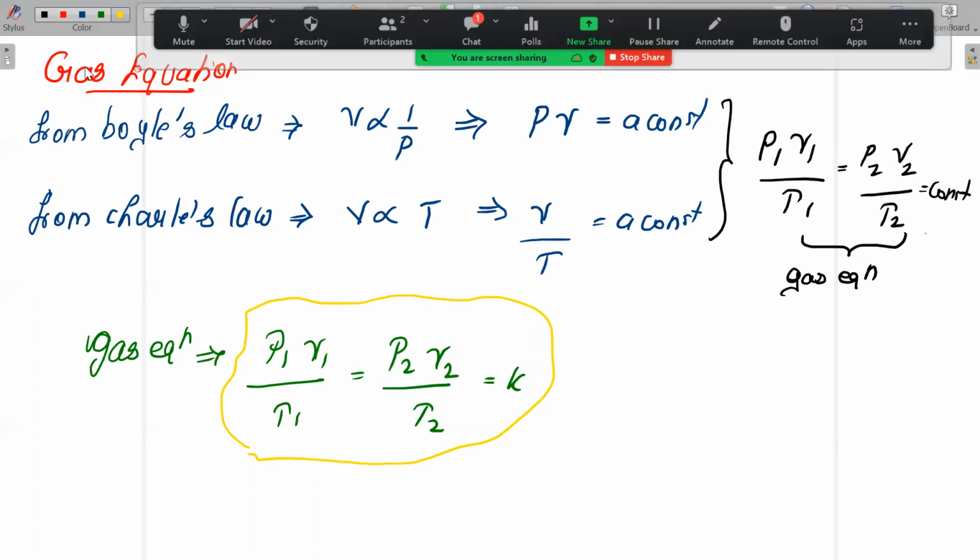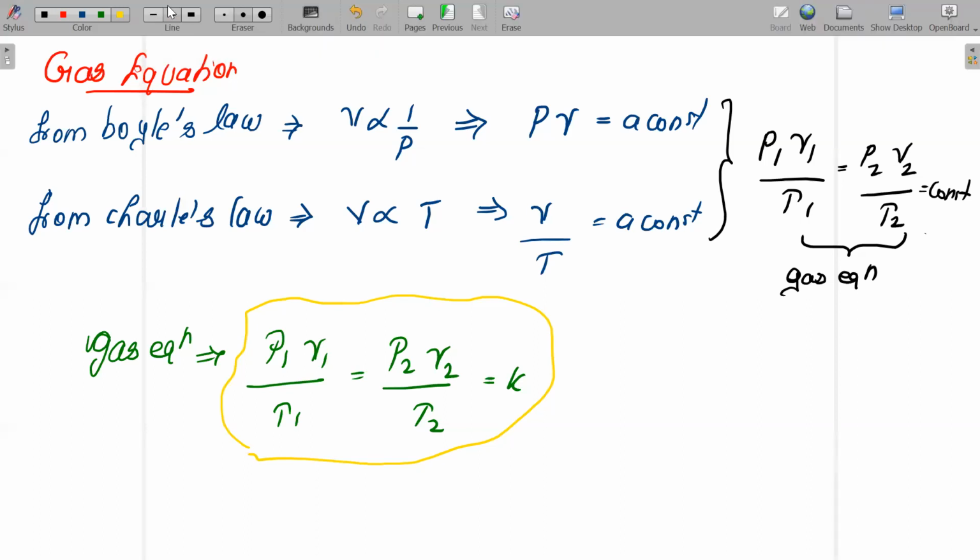Now, children, we are going to discuss the gas equation. For formulating the gas equation, first we are considering Boyle's law equation. That is, at constant temperature, volume is inversely proportional to pressure. And the second equation we are considering is Charles equation. According to Charles law, at constant pressure, the volume is directly proportional to the temperature of the gas, right? Both the equations together we make the gas equation. Finally, we'll get P1 V1 by T1 is equal to P2 V2 by T2. Understood? Both the equations together we are formulating the gas equation, that is P1 V1 by T1 is equal to P2 V2 by T2, which is equal to a constant.